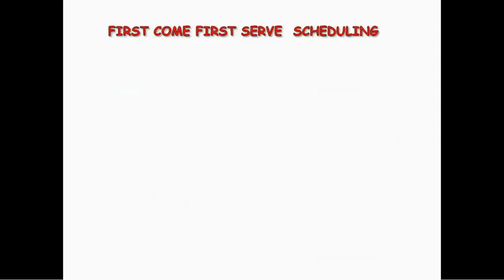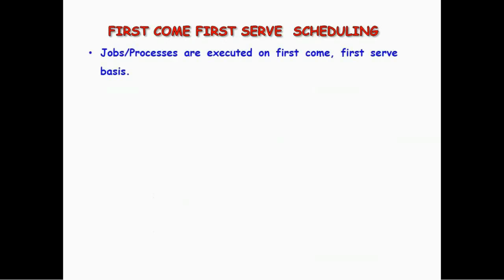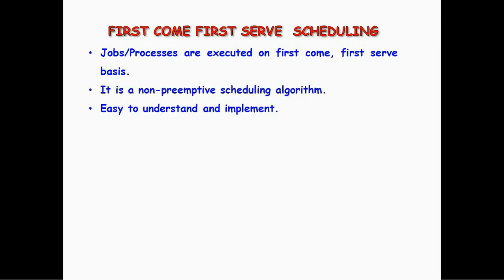Coming to first come first serve scheduling. Here process execution is done on a first come first serve basis, which means a process which enters the ready queue first will be scheduled first. It's a non-preemptive scheduling algorithm, which means an operating system cannot stop or pause a currently executing process. It is easy to understand as well as easy to implement. It is implemented using the queue data structure.